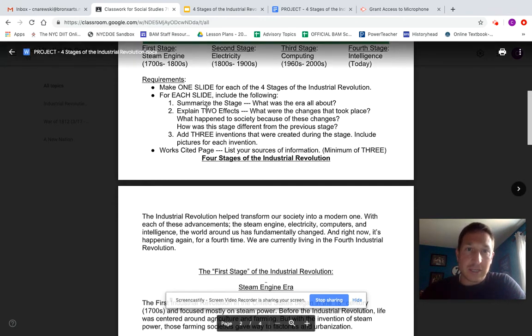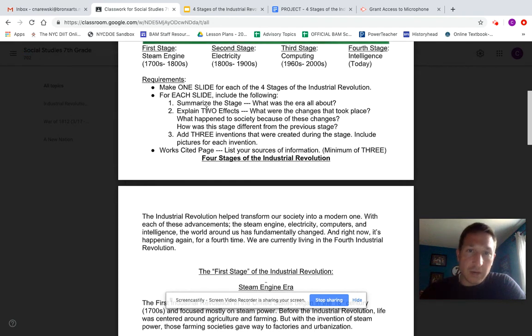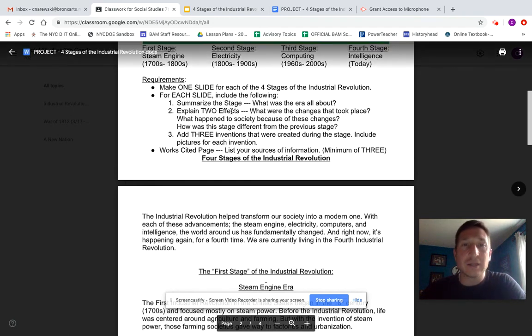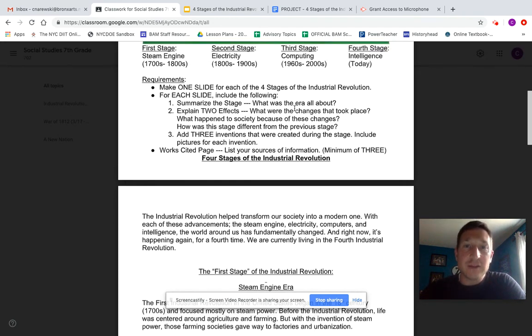Second thing, explain two effects. Man, we've been talking about that word a lot last week. Effects are changes, big time changes. What were the changes that took place in that stage? What happened to society because of these changes?